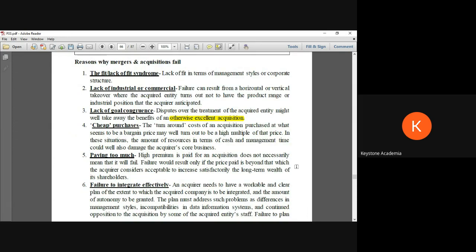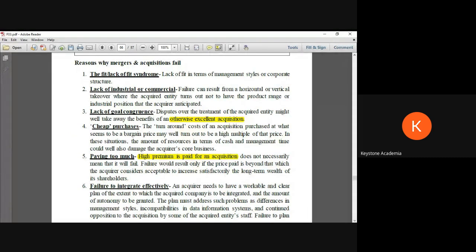Paying too much can also be a problem. Let's say we have overpriced and we have paid very high to the target company. Maybe the valuation was not good. Then whatever synergy we are getting is lower than how much we have paid. Then straight away it's a loss. So this risk can be managed through due diligence. We'll discuss how we can manage all of this.